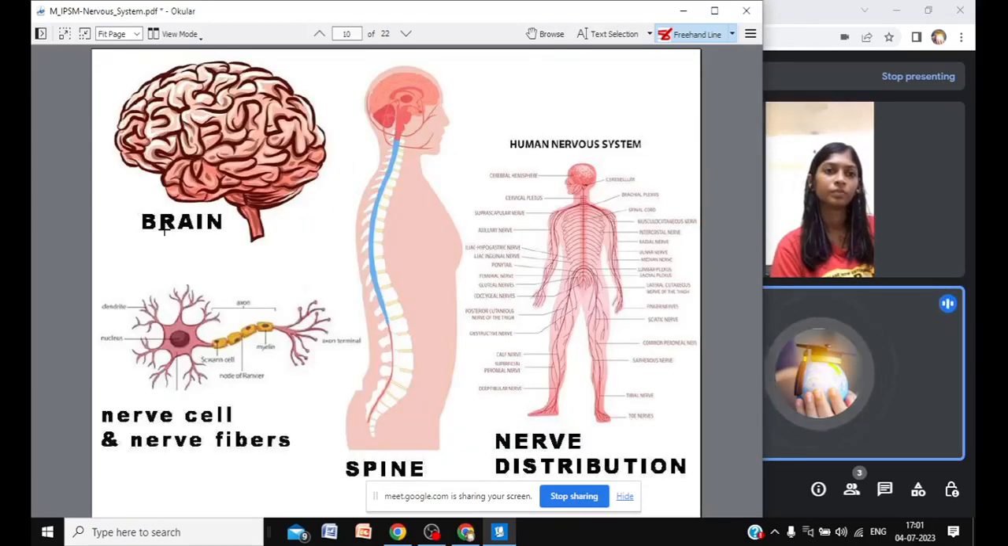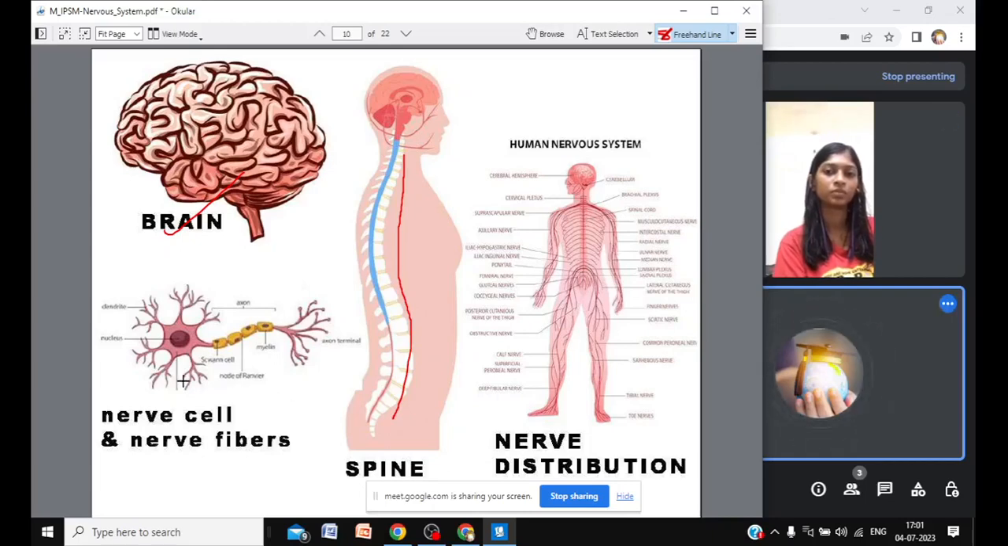So, we have the brain. This is the spinal cord in the blue color. Here we have the nerve distribution, nerves coming out on both sides. They don't have to remember the names. Names are not important, but just that nerves are coming out and going to different parts of the body.